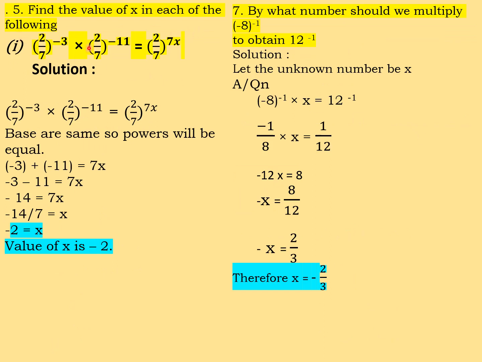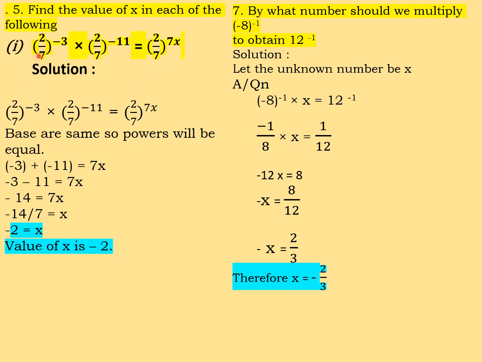Question number 5. They are asking us to find the value of x. The given question is 2 by 7 to the power minus 3 into 2 by 7 to the power minus 11 is equal to 2 by 7 to the power 7x. Now here one rule is applicable. If you see, all the bases are same. Can you see here? 2 by 7, 2 by 7, 2 by 7. So when all the bases are same, the powers are equated.